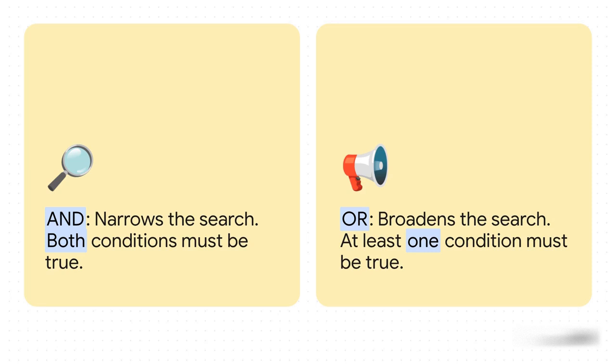Okay, so here's the bottom line. AND makes your search narrower, more specific. Both things must be true. Now, its counterpart is OR, and it does the opposite. It makes your search broader. With OR, only one of the conditions needs to be true. That's perfect for when your clue is like, the suspect was in this location or that location.